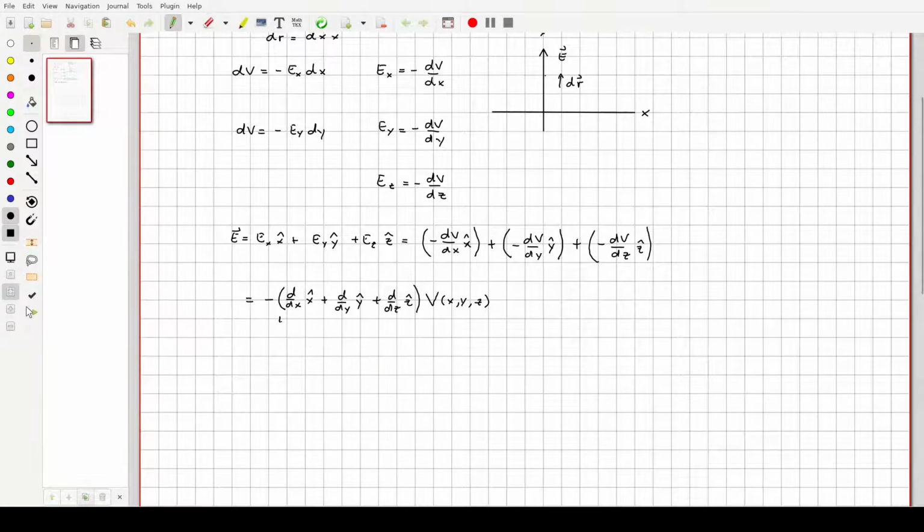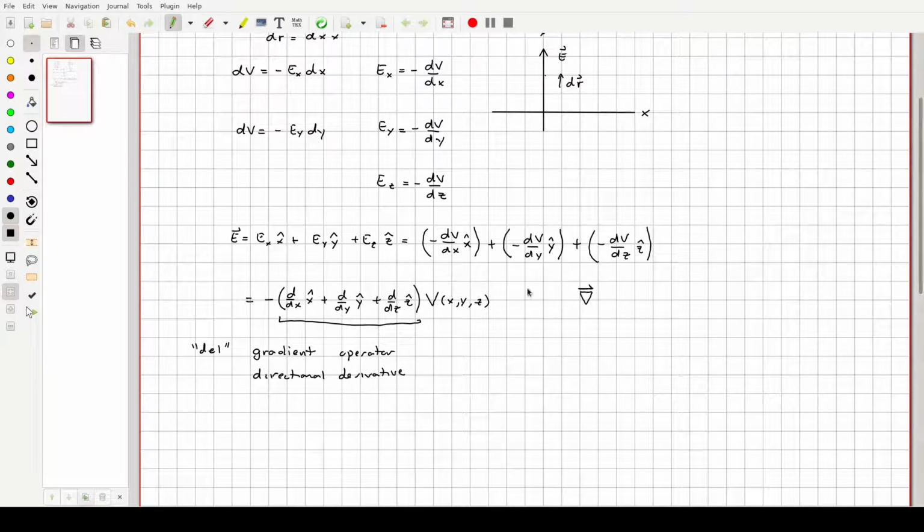Now, this right here has a special name. We call it del, or the gradient operator. It's also called a directional derivative. And the way to think about it is that when you operate with this, you're asking, how much does my thing change along the x direction? How much does it change along the y direction? And how much does it change along the z direction? And what you get is a vector at the end of the day. Now, the way the del operator typically is written is as an upside down triangle with a vector sign over the top.